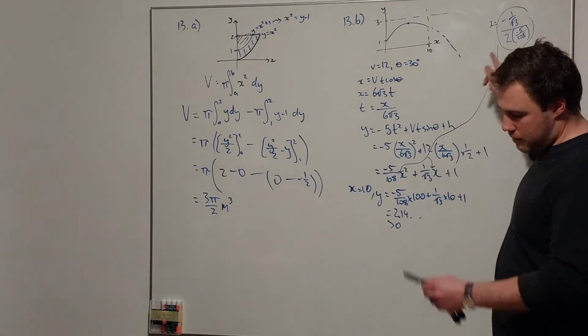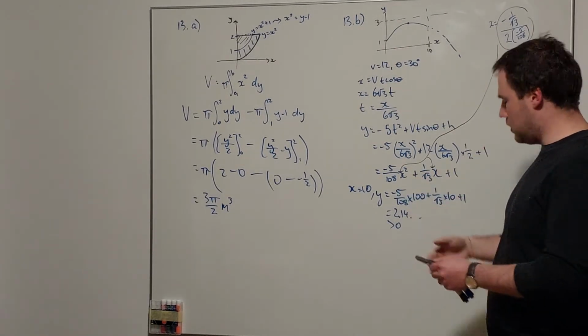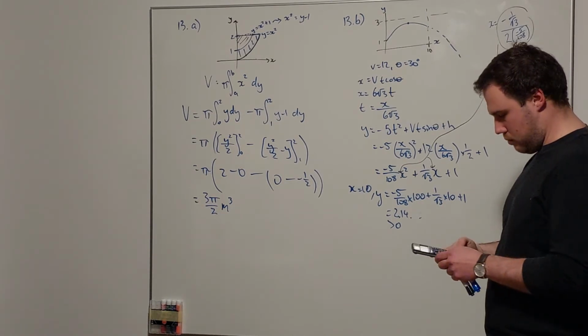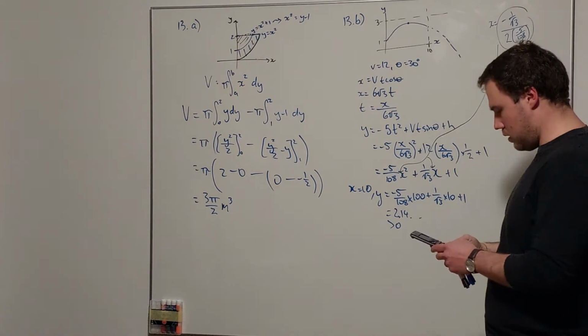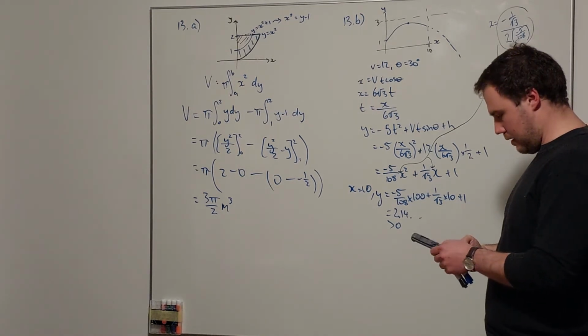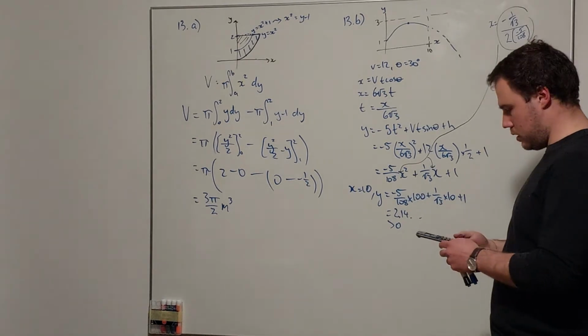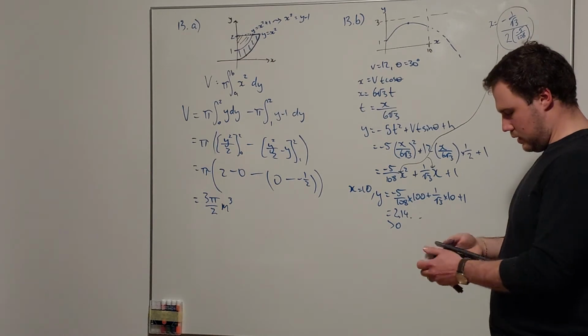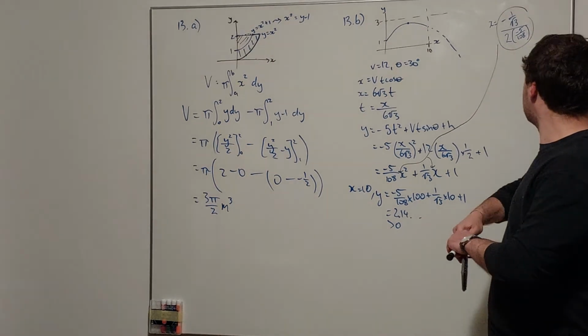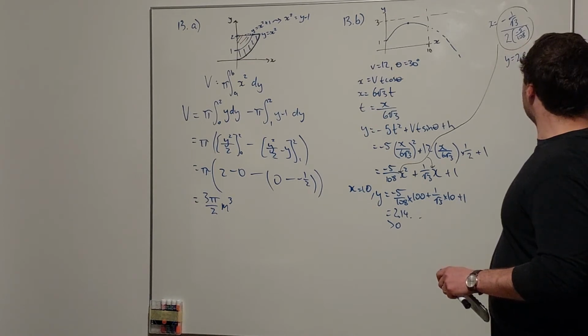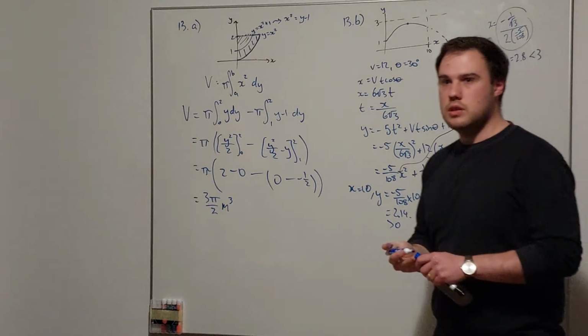But then I have this value here, and now if I put that in here, I'm going to have -5 on 108 times answer stored squared plus answer on root 3 plus 1, and I get exactly y equals 2.8, which is obviously less than 3, therefore it didn't hit the roof.